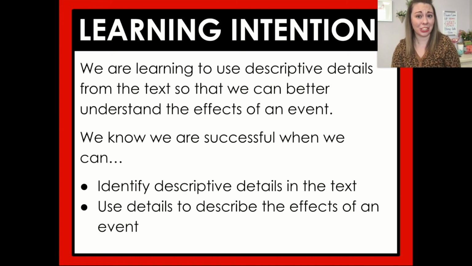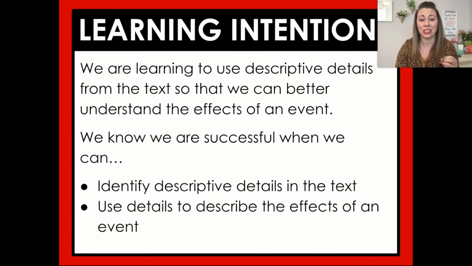So back to our learning intentions for today, let's check in and see how we did. So we're learning to use descriptive details from the text so we can better understand the effects of an event. So we know we are successful when we can identify descriptive details in the text. So that's what we did by looking at some of the details that the author used and also what sense they are appealing to. So again, our hearing, our smell, our taste, touch, and sight. So check. We identified those descriptive details.